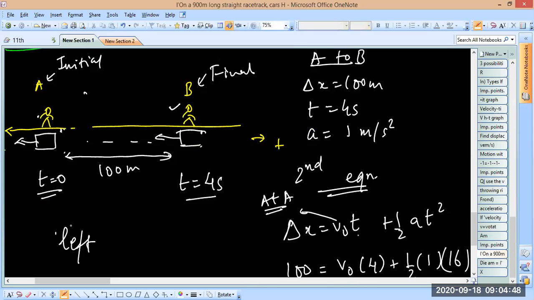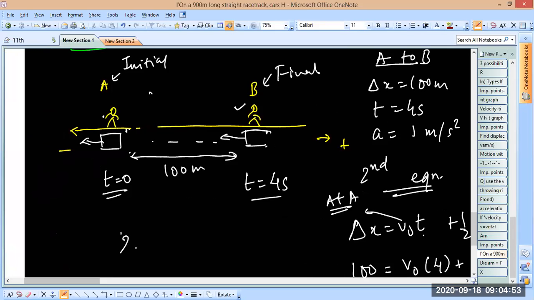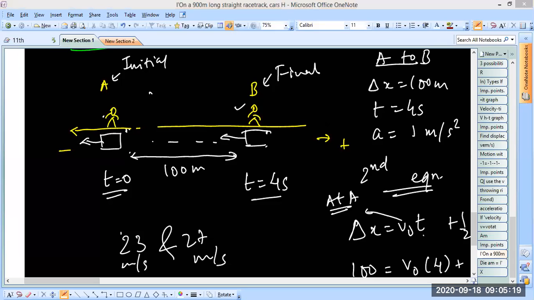But again, it's not that important really. It could be either way. So the final answer is 23 and 27 meter per second. Those are the two answers. Any questions about this? All right. Fine. What last answer, Vedant? 23, 27, right? The two answers are 23 and 27.